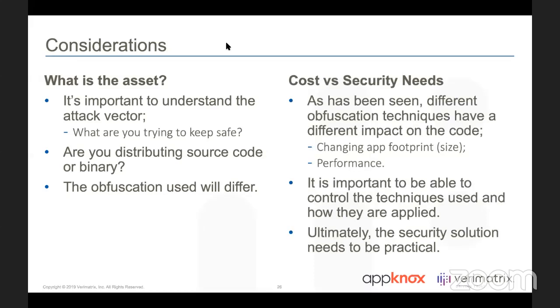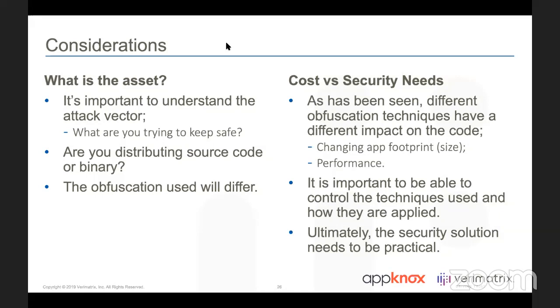It's also important to consider balancing business needs and software needs with the security needs. And when we talk about cost here, we're not talking monetary cost, but the impact on the application footprint or its performance. We've seen, looking at the techniques and some of the examples, that obfuscation does come with a cost. It makes code more complicated, and that makes it larger and potentially less performant. So you need to understand that.